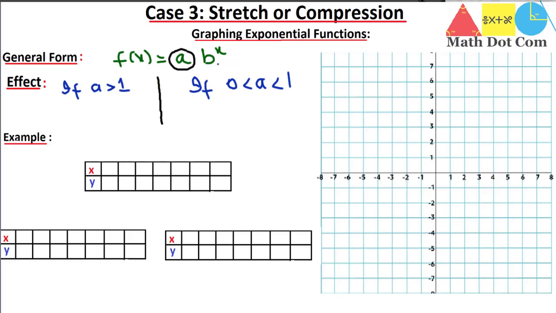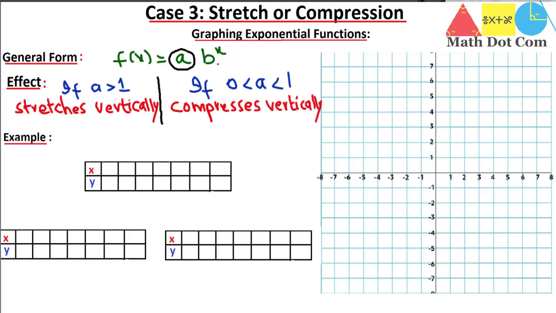So let's see what is the effect if a is greater than 1. If a is greater than 1, the graph will stretch vertically. What is meant by stretch vertically, we will discuss with the help of an example. But currently you must know, whenever you come across any function with such a general form, that if a is greater than 1, it stretches vertically. But if a is between 0 and 1, then it compresses vertically. So we will see on the graph how it stretches or how it compresses vertically. It means when the value of a is greater than 1, like 2, 3, 4, 5, 6, the graph will stretch vertically. But if it is less than 1 and greater than 0, like 1 by 2, 1 by 3, 1 by 4, in that case it will compress vertically. Keep this in your mind that the effect will be vertical.